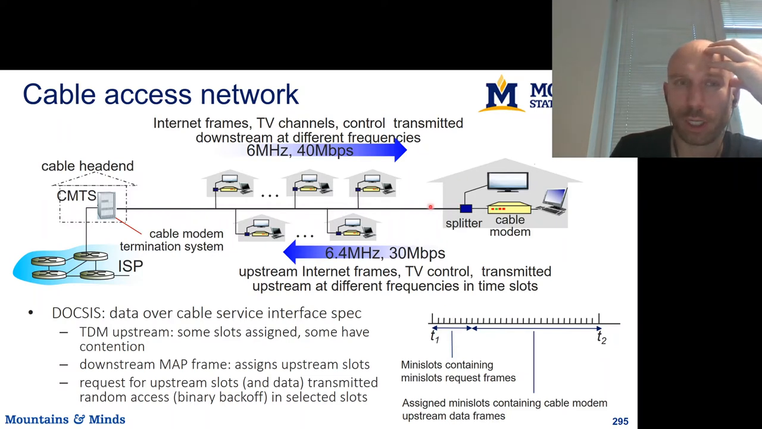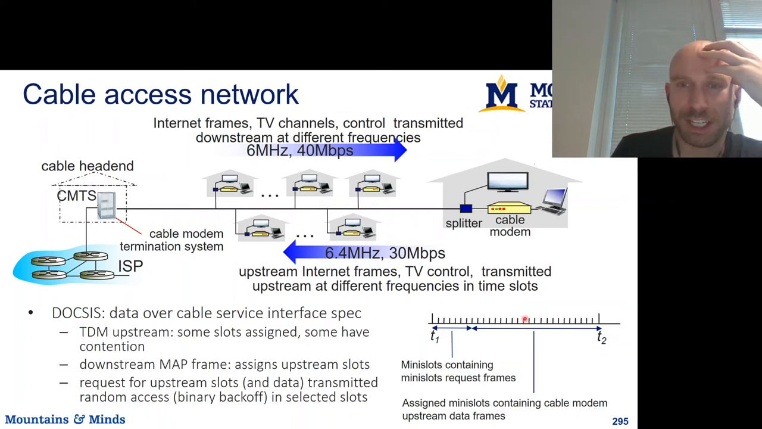Okay, so your request goes to the CMTS. The CMTS then transmits a map frame down to the people, assigning you certain slots for the upstream transmission. So you request, then you wait for the map frame, and the map frame says, okay, you can get these slots for the transmission of data, and now you can put your data into these slots, and only you can use those, so there is no collision.